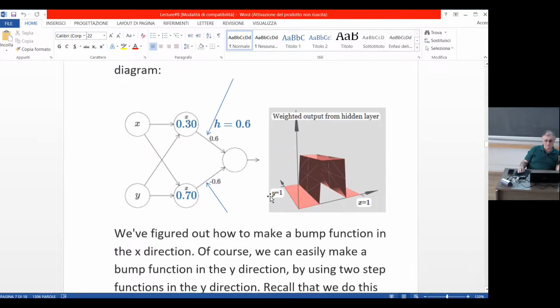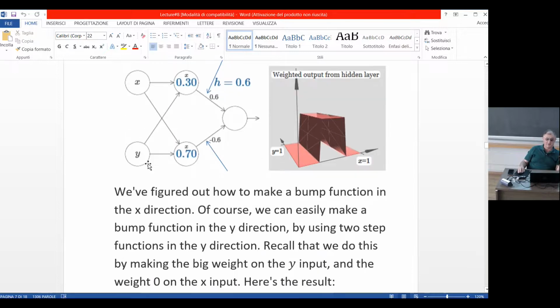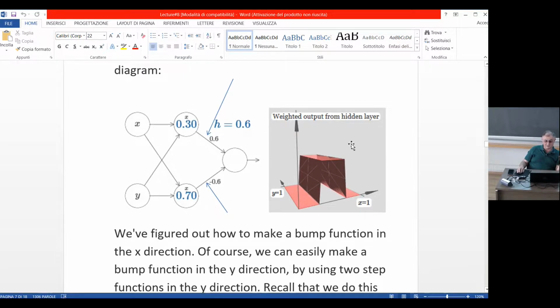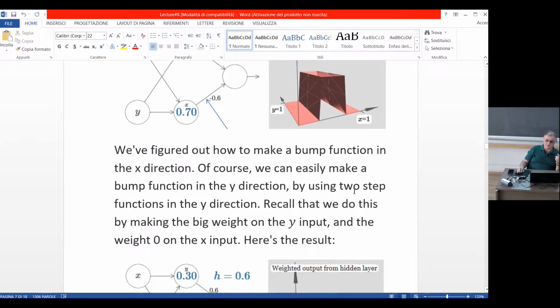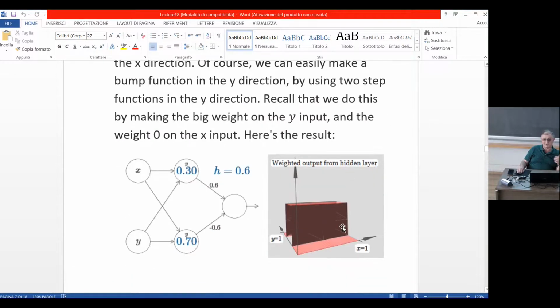So in this situation, for the bump function, we annul y by the weight 0. So we consider only x, and it is in the direction x. We have the evolution of our step function, so a bump in the direction x. The second, the same thing we can do for the direction y.